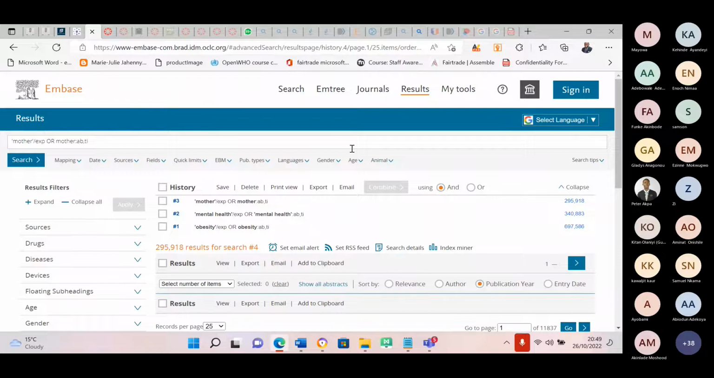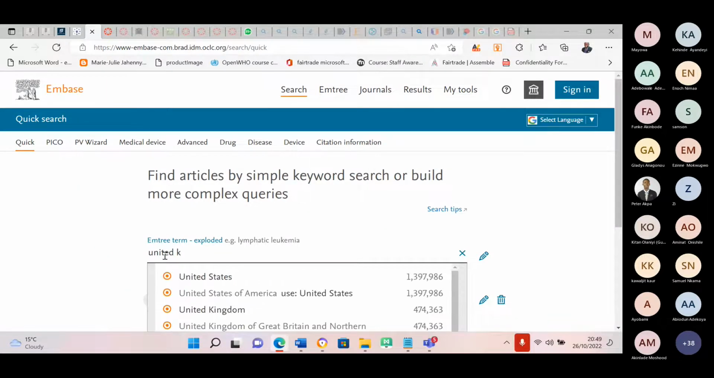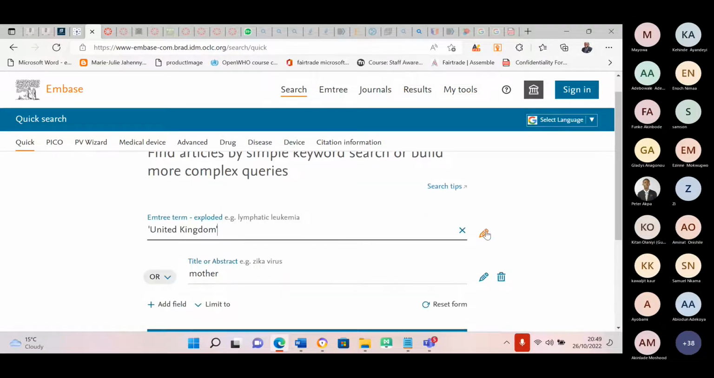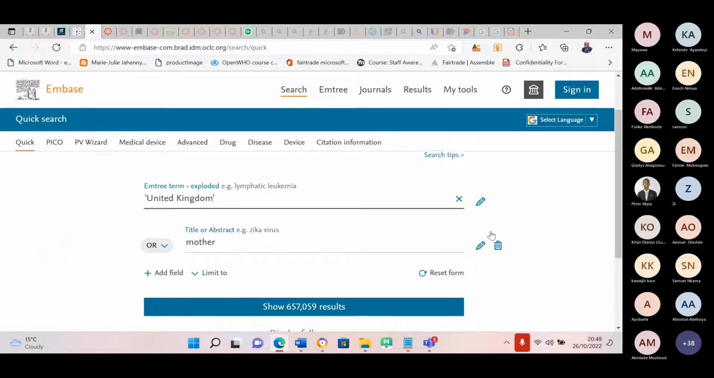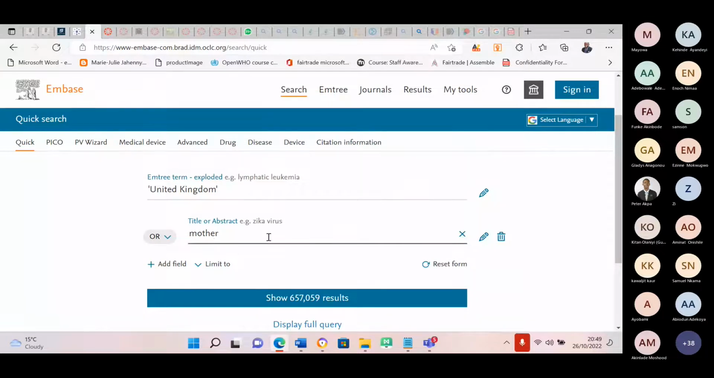Now, location. Where do I want to do this research? Okay, where? I want to do it in the UK. Kingdom. Okay, so this one, make sure it is under exploded. Click on this small arrow. Make sure it's exploded. Okay, so then this one is title or abstract. Make sure you change it. Make sure it is there in title or abstract. Okay, so it's there.